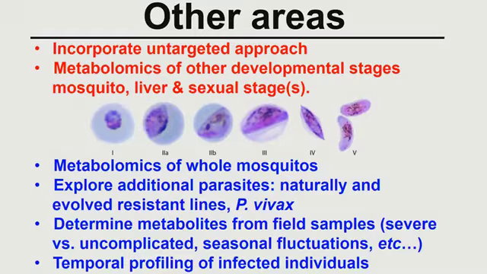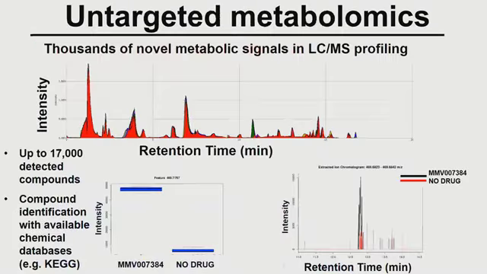And some other things listed here, of course, we have already started extending our studies to look at metabolomics of whole mosquitoes. It's amazing that this actually works. If you just grind up mosquitoes, it's extremely reproducible, so some really interesting data emerging there. We should be looking at other species like Plasmodium vivax, and we're looking into samples from the field, and ultimately thinking about profiling infected individuals. So these are more long-term goals. These are some of the things we've already started diving into.